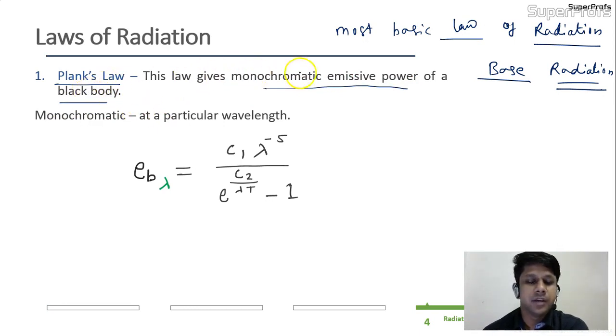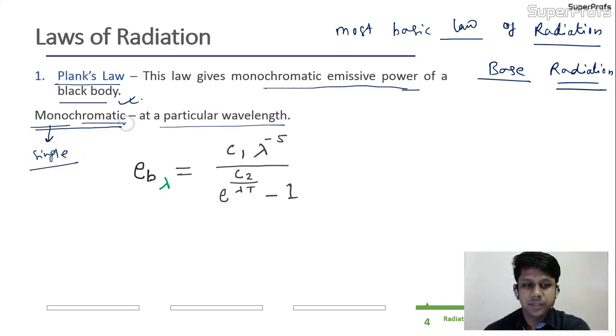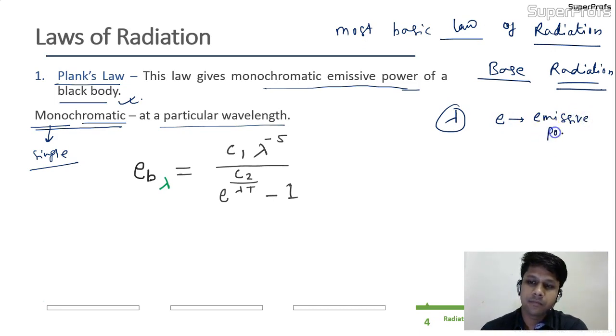So what does it give? It gives the monochromatic emissive power of a black body. So what do we mean by monochromatic? Monochromatic means at a particular wavelength. Mono means single, and chromatic represents the wavelength. So at a particular wavelength, let us say lambda, what will be the emissive power? With E we denote emissive power, and if we write EB, it is the emissive power of a black body.